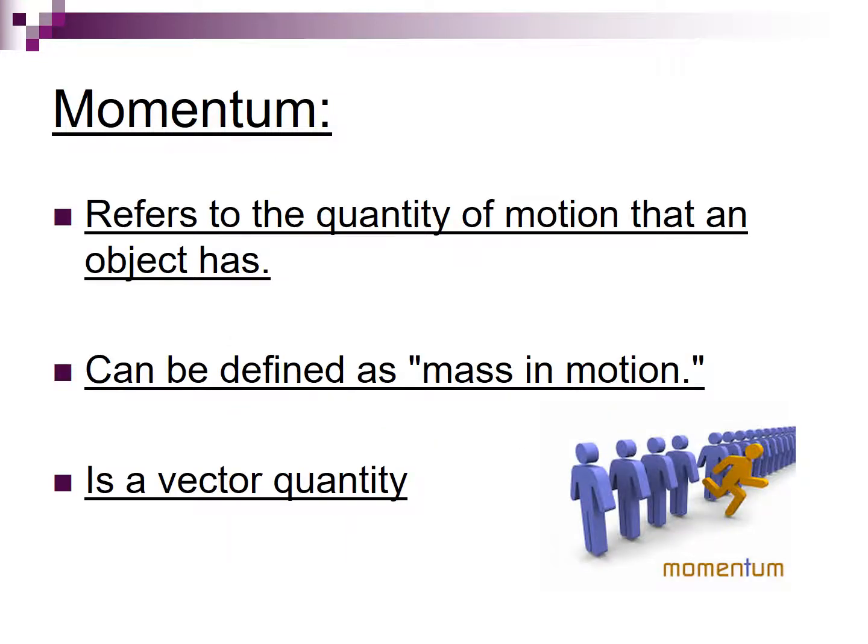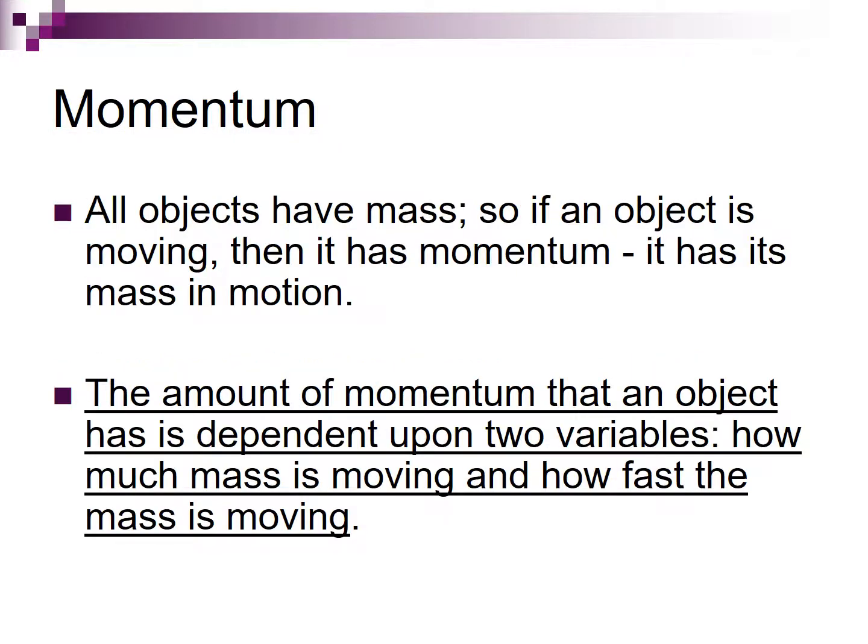So momentum refers to the quantity of motion that an object has. It can be defined as mass in motion. It is a vector quantity, which means it has a direction, but it is very different than inertia.